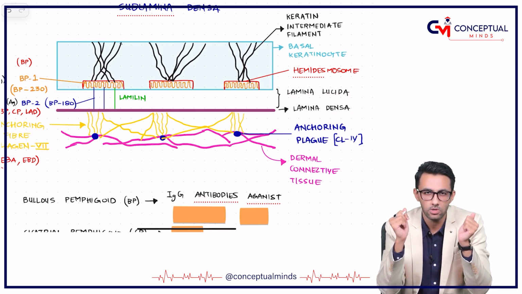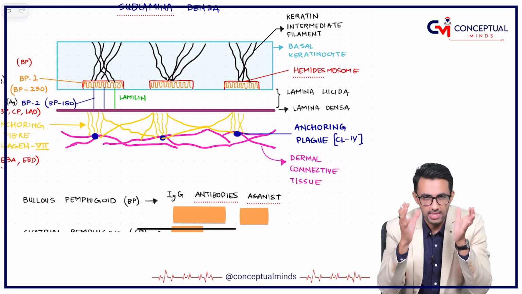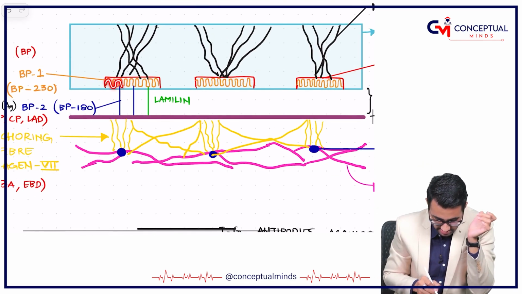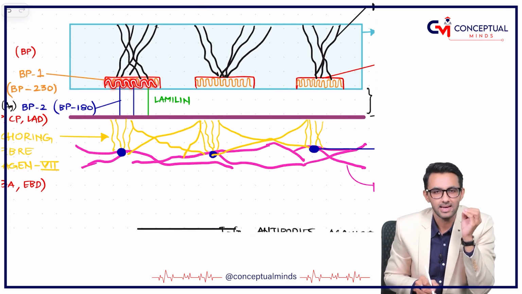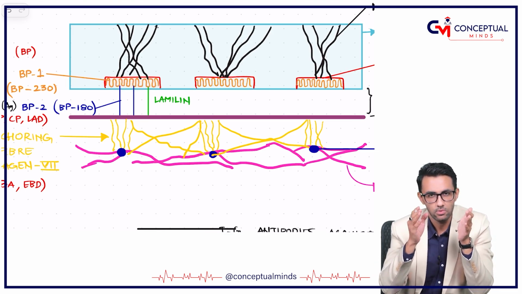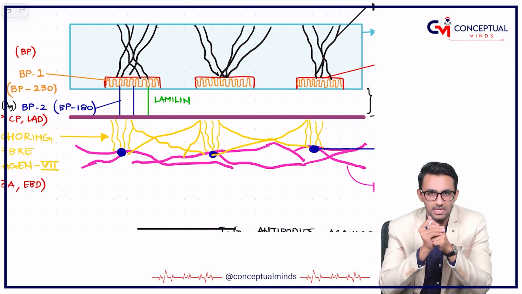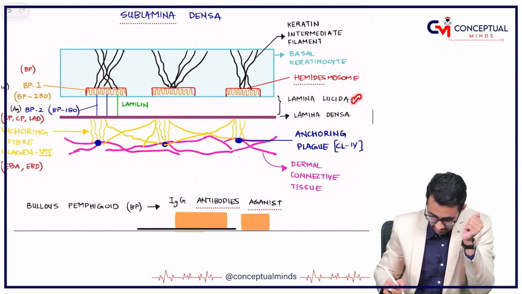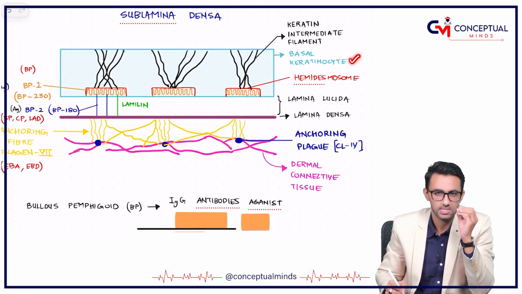So if I ask you a question, BP1 or BP2, which is a part of the hemidesmosome, the answer is that BP1 lies inside the hemidesmosome. That is the reason I made it like this, totally inside the hemidesmosome, and the BP2 antigen is projecting outwards through the lamina lucida and connects the lamina densa. So we're done with the two upper parts, the keratinocytes and their contents, and the lamina part: lamina lucida, lamina densa and keratinocyte.